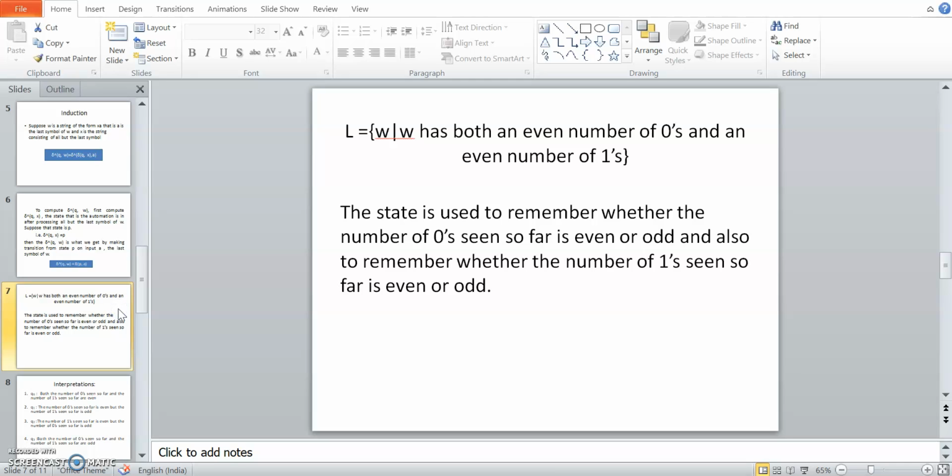Let's take one example. There is a language consisting of strings such that every string has both an even number of zeros and an even number of ones. So the states are used to remember whether the number of zeros seen so far is even or odd, and also whether the number of ones seen so far is even or odd. We have to remember both zeros and ones, either odd or even.